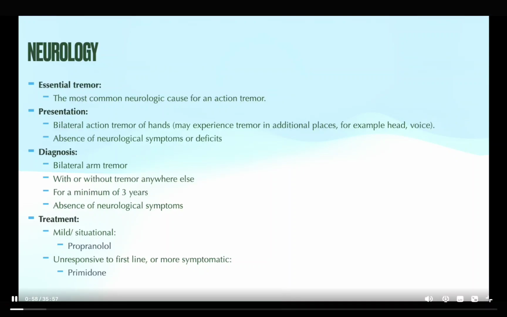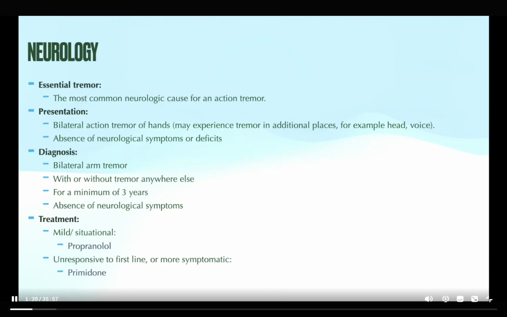So symptoms of essential tremor include bilateral tremor of the hands with action, and then the absence of those neurological symptoms or neurological deficits. They can experience the tremor in additional places like their head or their voice, but this is not typical. This is not as likely. Generally, the textbook essential tremor would be bilateral tremor of the hands. The patient can also realize that their symptoms improve when they have a little bit of alcohol. And so this shows you that they are able to suppress those symptoms with the use of that.